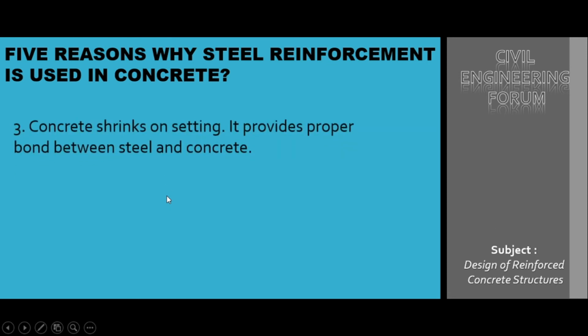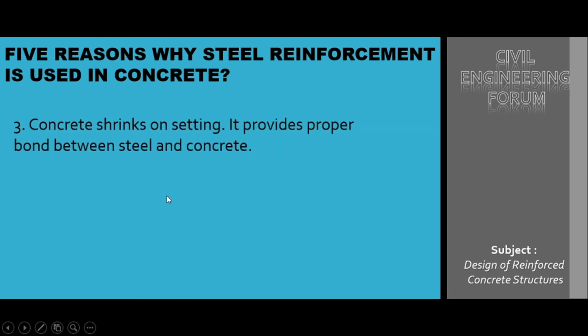Then the third one is, concrete shrinks on setting. It provides proper bond between steel and concrete. At first when we are casting this steel reinforcement with fresh cement concrete, it does not create any bond when it is fresh, but as soon as the concrete hardens and sets, it slightly shrinks and provides the proper bond with the steel reinforcement, and in this way the bonding of the steel with concrete increases and a very good grip is provided.